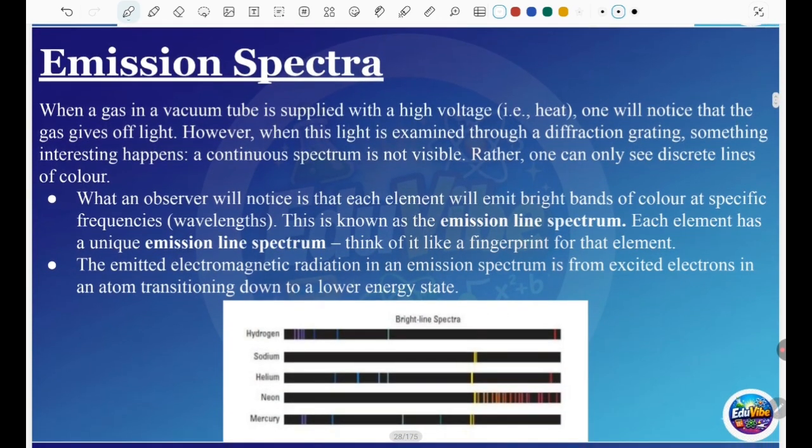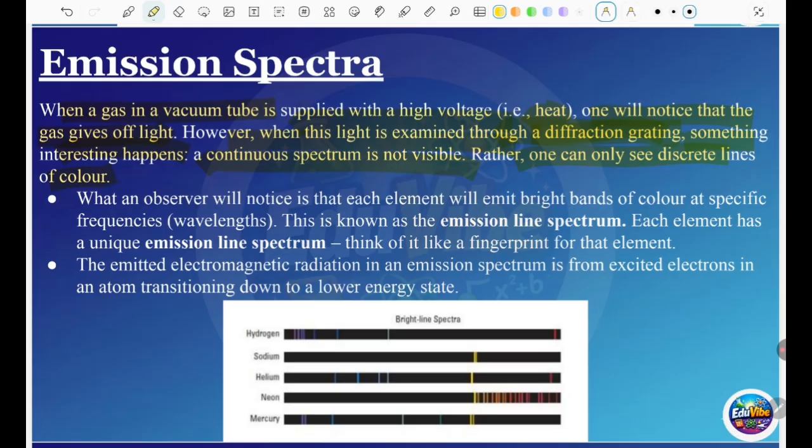The next spectrum is the emission spectrum. When a gas in a vacuum tube is supplied with a high voltage or heat, one will notice that the gas gives off light. However, when this light is viewed through a diffraction grating, something interesting happens. The continuous spectrum is not visible. We discussed the diffraction grating in electromagnetic radiation too, and this time one can only see distinct lines of colors.